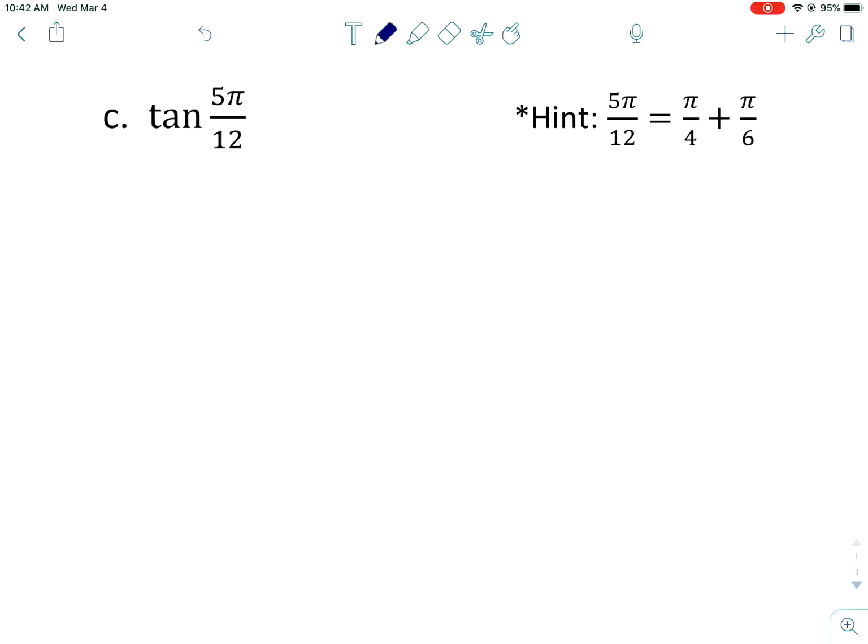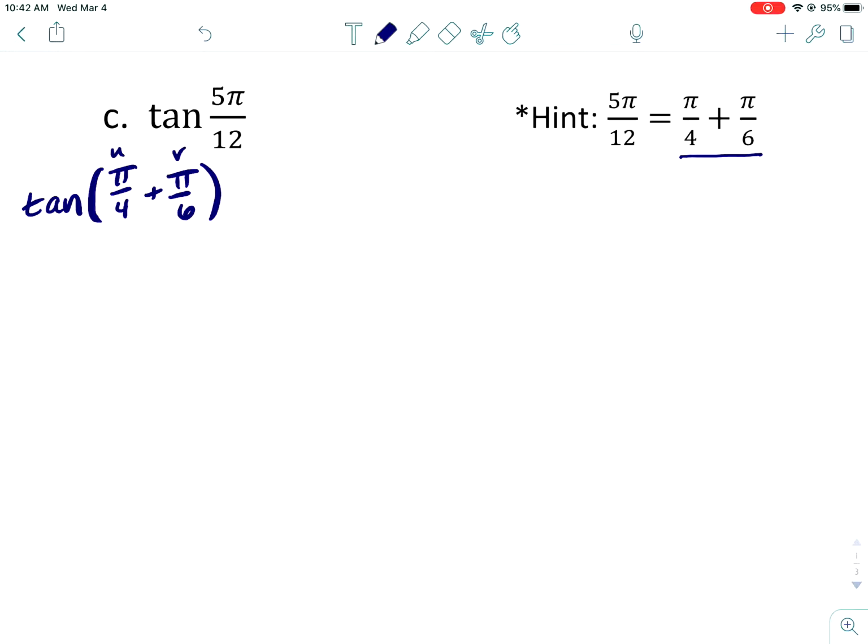All right, so they give us our hint that for 5 pi over 12, we're going to use pi over 4 plus pi over 6. So that's where I'm going to start. So I'll have my u be pi over 4 and my v be pi over 6.